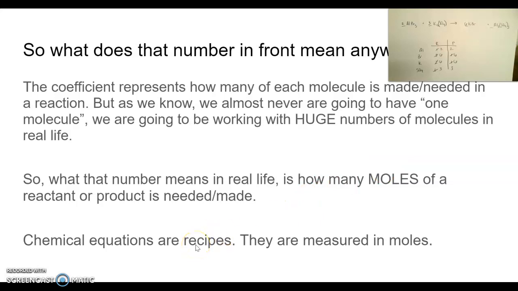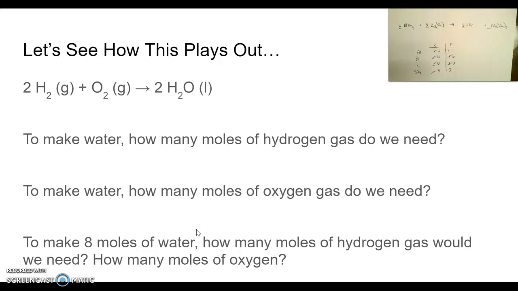And chemical equations are recipes. We're taking these 2 things together, and when we do that, we get something made, and the recipe is written in moles, so that's what those numbers are referring to. I should have mentioned that last example was a double replacement reaction. So let's see how this plays out. If we think about this equation here, this is the equation that has been used to power rockets for a long time.